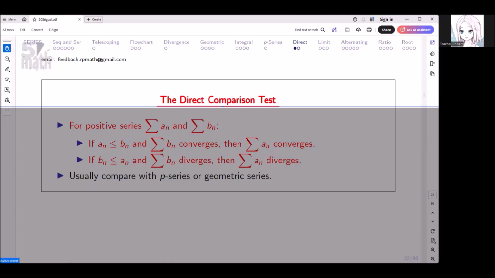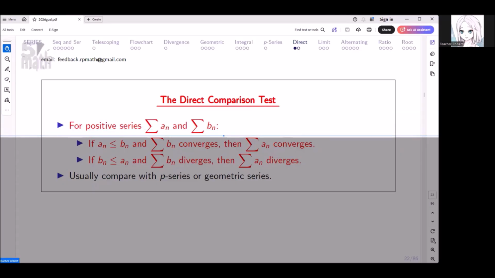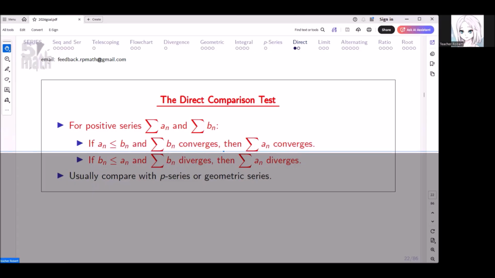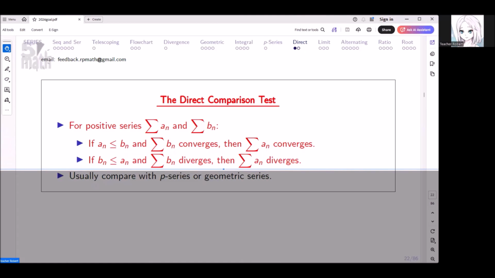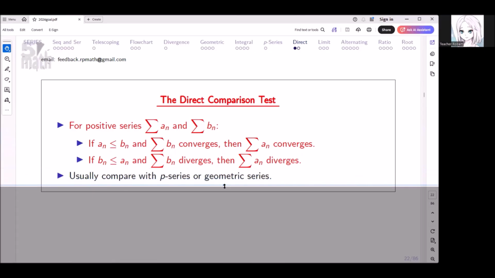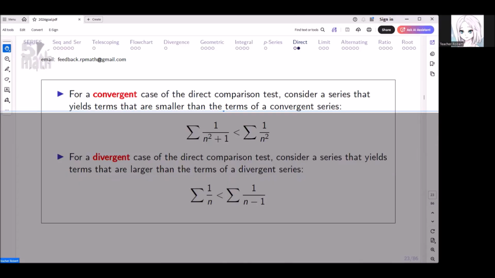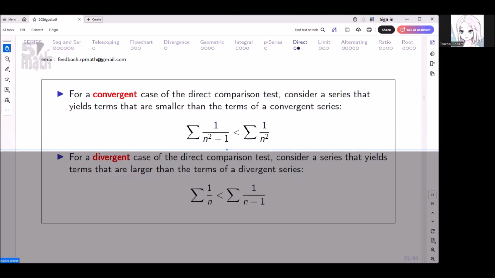The direct comparison test. For positive series a_n and b_n, if a_n less than or equal to b_n and series b_n converges, then a_n converges. If b_n less than or equal to a_n and series b_n diverges, then series a_n diverges. Usually compare with p-series or geometric series. For a convergent case of the direct comparison test, consider a series that yields terms that are smaller than the terms of a convergent series. We have the following.